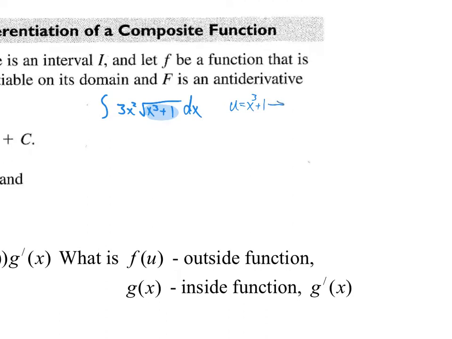Well, that means du dx is going to be 3x squared, and that means du equals 3x squared dx, because I multiply both sides by the dx. Okay? So now notice what we have. The du is 3x squared dx. That's right here. Okay? So now what I'm going to do is I'm going to substitute this in.